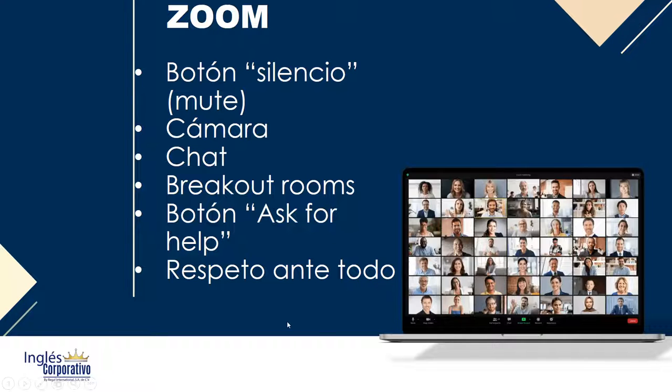And above all, respect one another: the way that you address the others, the language that you use, and no shouting, no yelling, because we are in a virtual classroom.